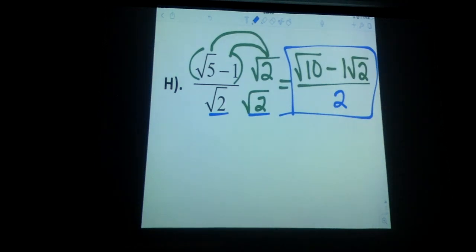Now, square root of 10 and square root of 2 in your numerator will not simplify. If you wanted to get rid of the 1, I guess you could get rid of the 1 and just say square root of 10 minus square root of 2. But there's nothing else you could do at that point to really make it any more simple.